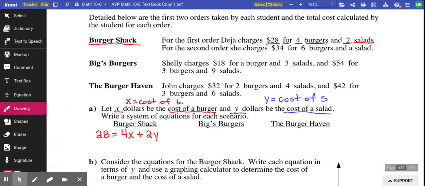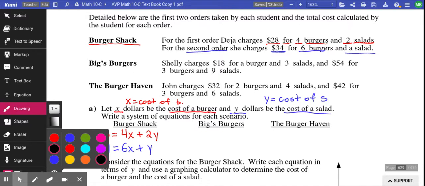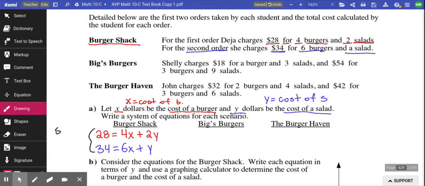And we can do it with the second order too. In the second order, she charges $34, so the total is going to be $34. And that would get you 6 burgers, so 6x, plus 1 salad, just 1y. If you put a 1 in front, that's fine. This is a system of equations for Burger Shack. One gave you the first total, one gave you the second order, but you could turn that into equations, which we just did. We're considering them both at the same time, so it's a system of equations.